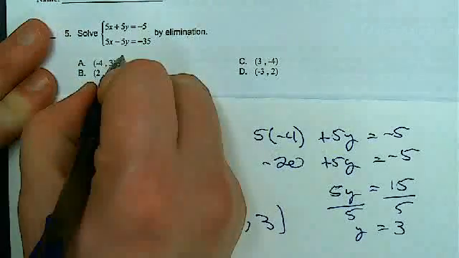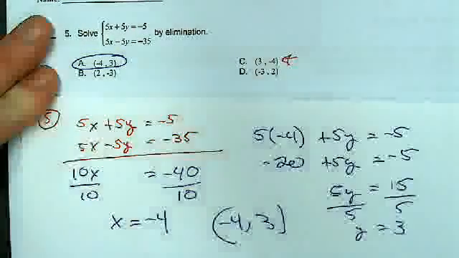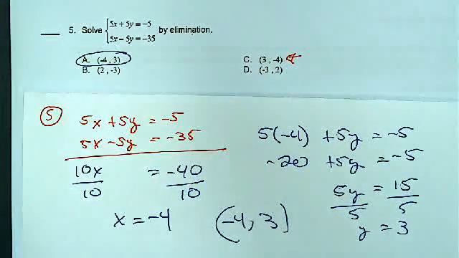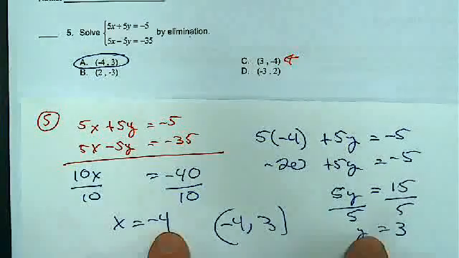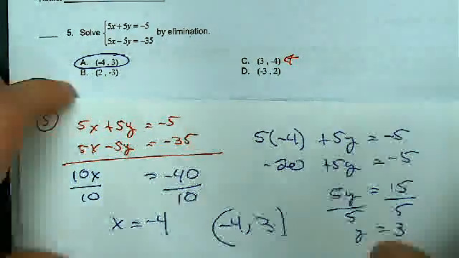You also want to be careful, guys. Take a look over here at answer C. Same numbers, different order. And the idea here is to see if you guys remember how to write an ordered pair. And that's what we're looking for in that one.